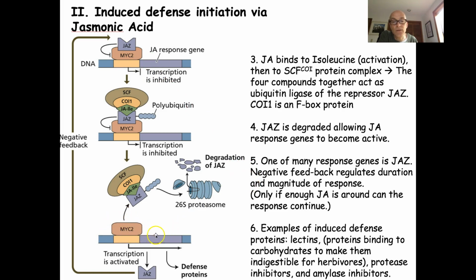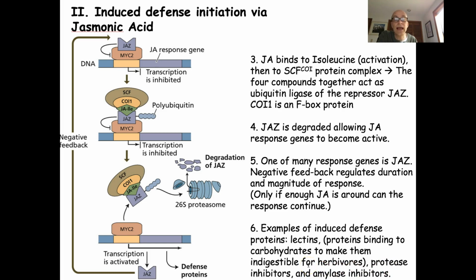So this inhibition of this gene here is just one example. I'm writing here, one of many response genes is JAS. So the genes that are inhibited, as long as there's no attack, are a number of different proteins that can act as helping the defense of the plant. So for example, this purple gene here could stand for an example, such as a protease. So a protease, when that is made, will inhibit proteins from the attacker, for example.